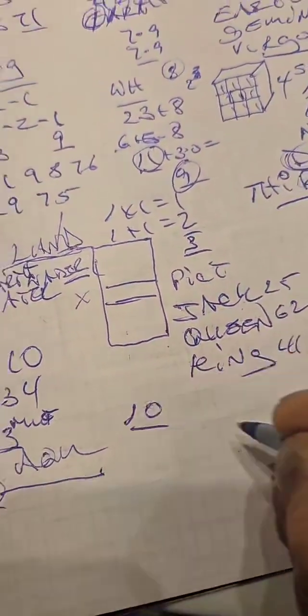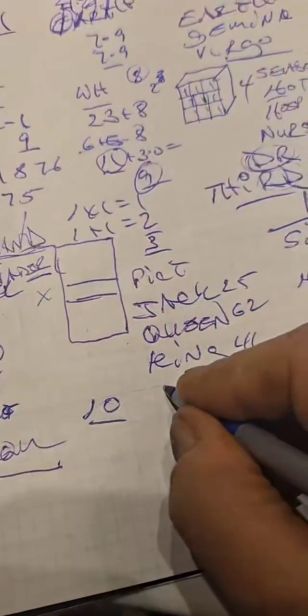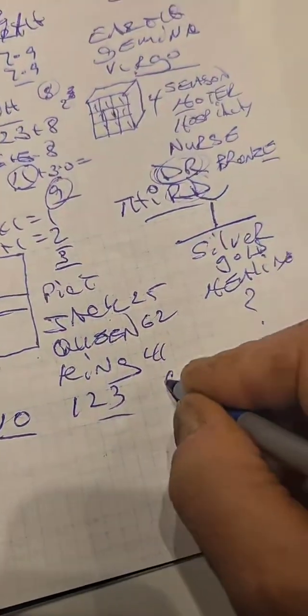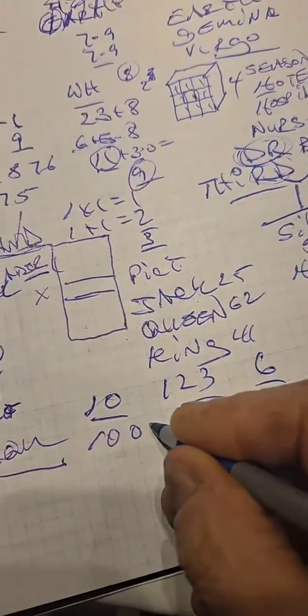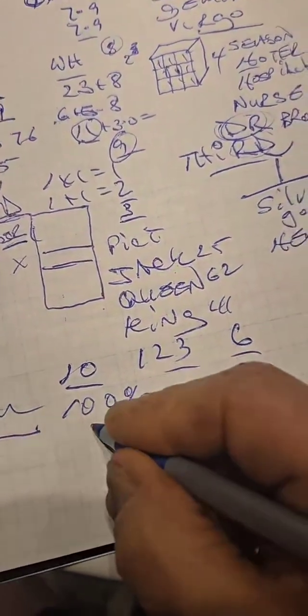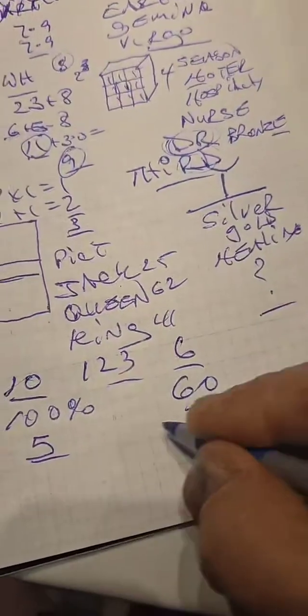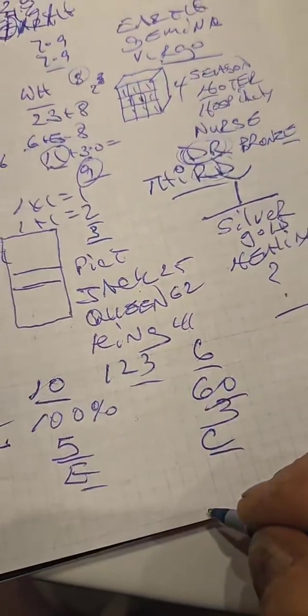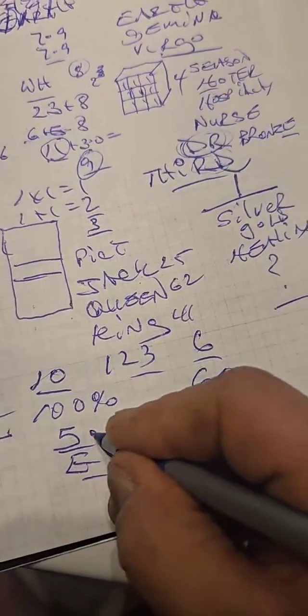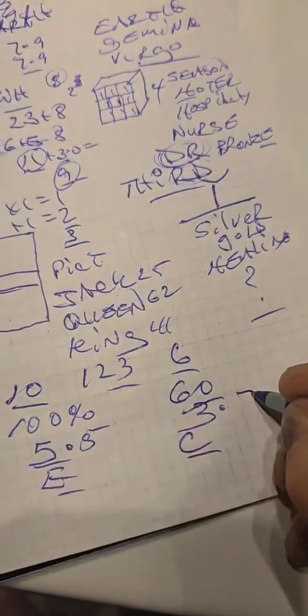So now we have what is 10, right? But what if I would have stopped at 1, 2, 3? That would have been 6, right? So we have 60 seconds on the clock of 100% of time, which if you cut it in half, it would be 5 and 3, or it would be E and C. The reverse of this is 5. The reverse of this is 7.